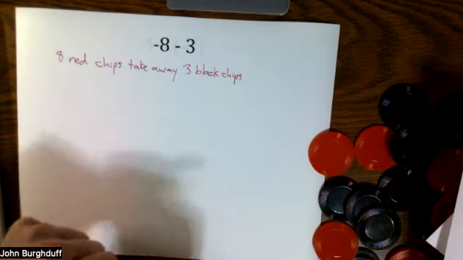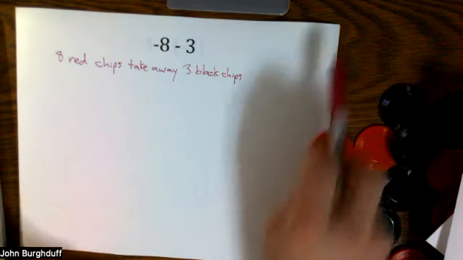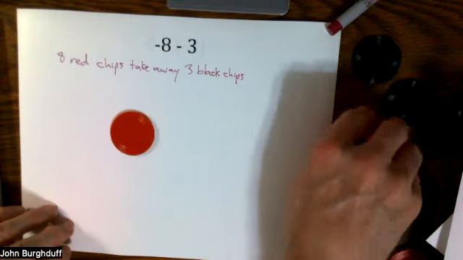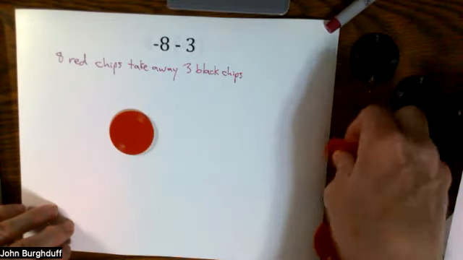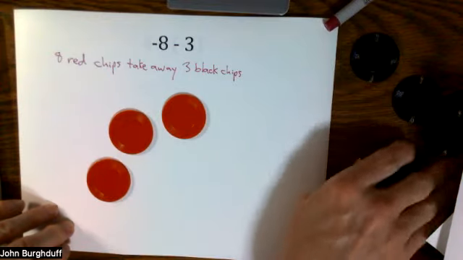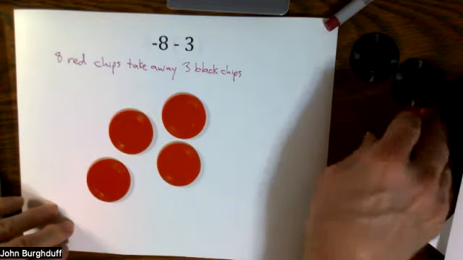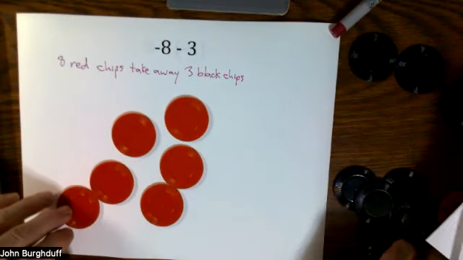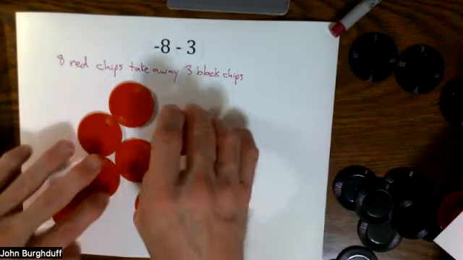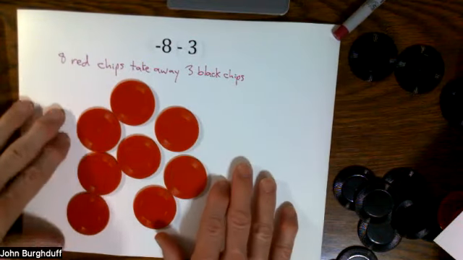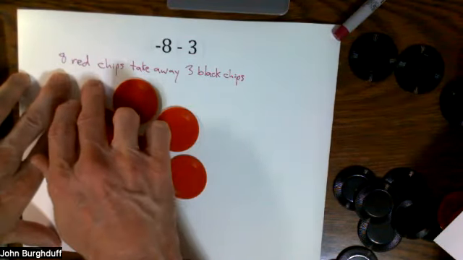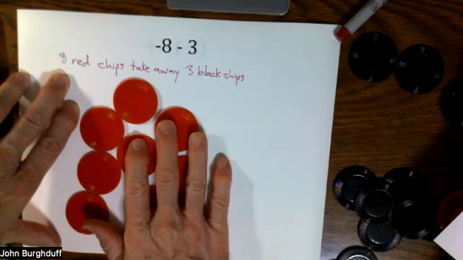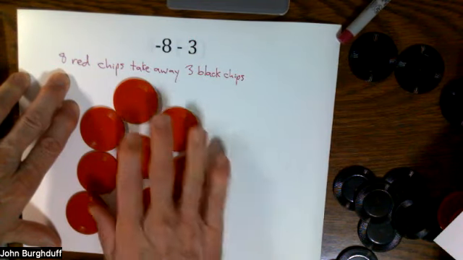Now, wait a minute. Let's see what that's going to look like. 8 red chips. Let's start with that. That's doable. 1, 2, 3, 4, 5, 6, 7, 8. There's my 8 red chips. What the operation is telling me to do is to start with those 8 red chips and take away 3 black chips. How am I going to do that? There's no black chips here.